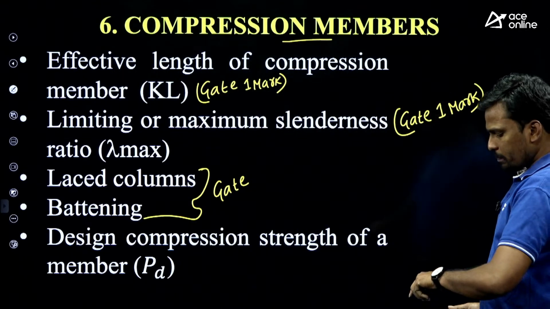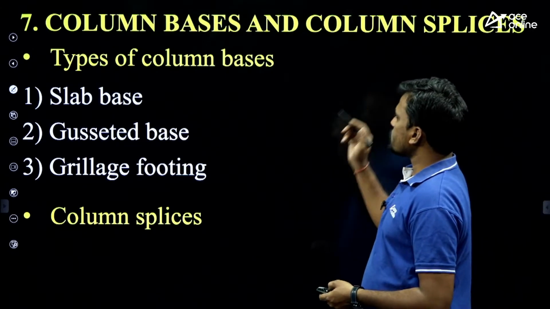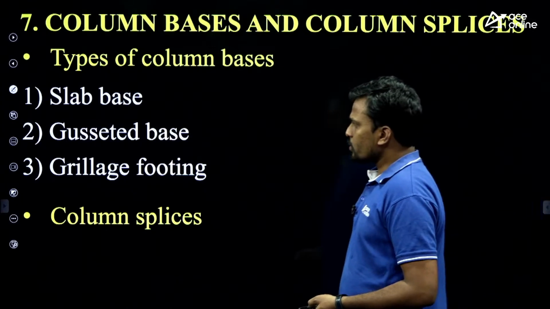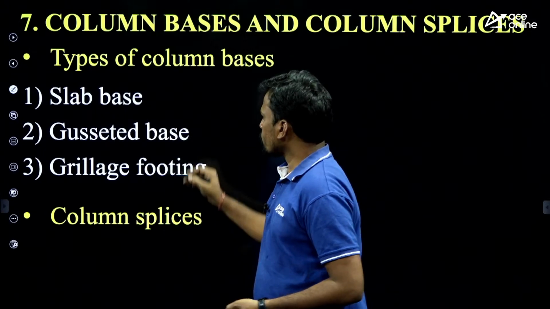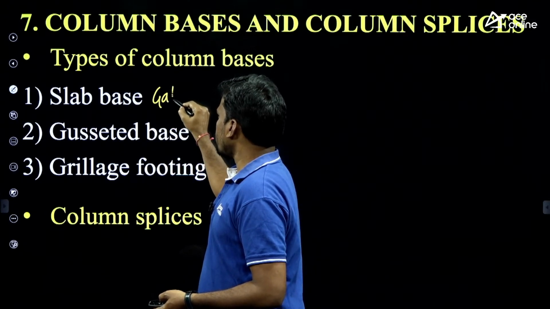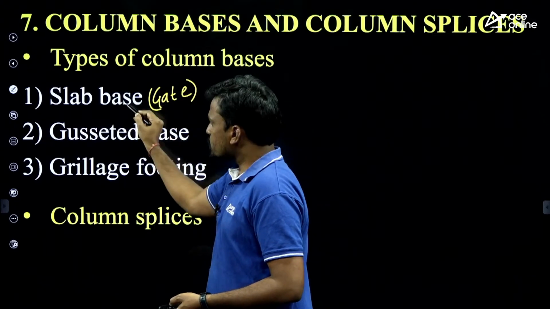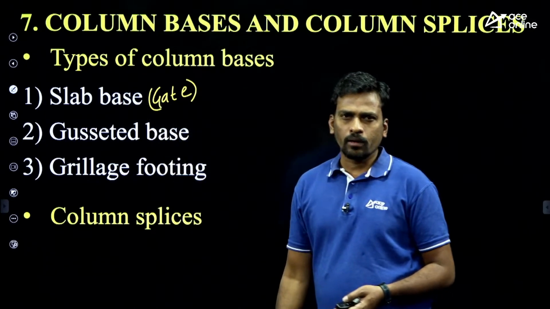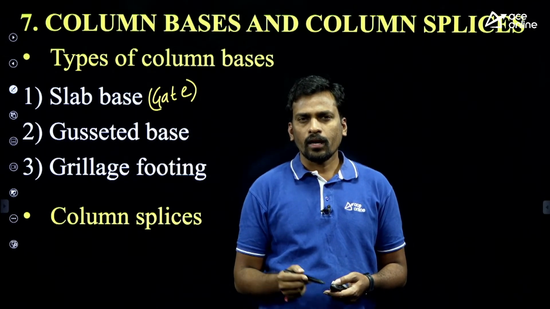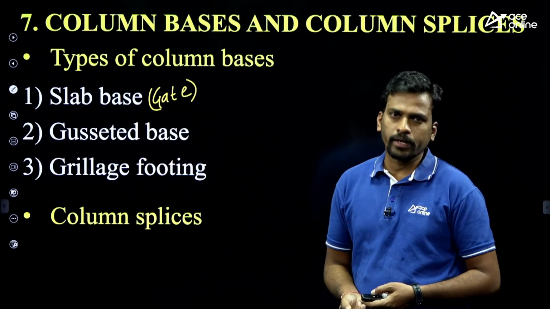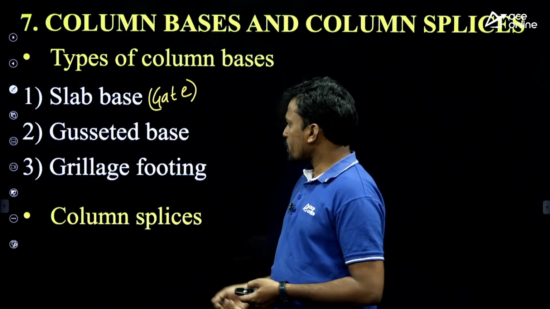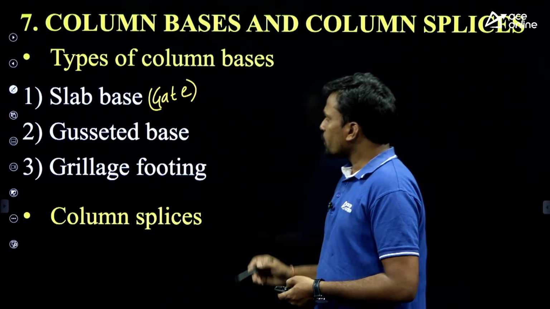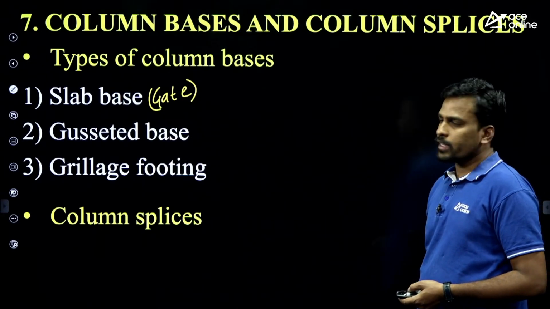Right. The next chapter, column bases and column splices. Okay, this is a very simple chapter. Very important in this topic are slab bases. Here you will be asked what the bearing strength of concrete is and what the thickness of the slab base is. It is important. And for IES people, all the topics are important, no need to tell separately.